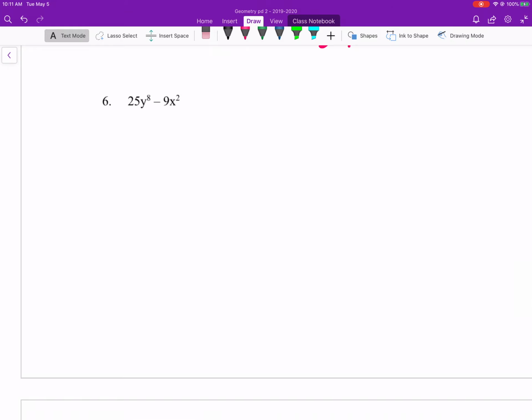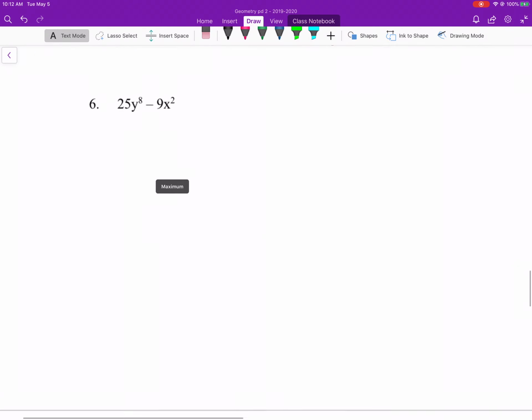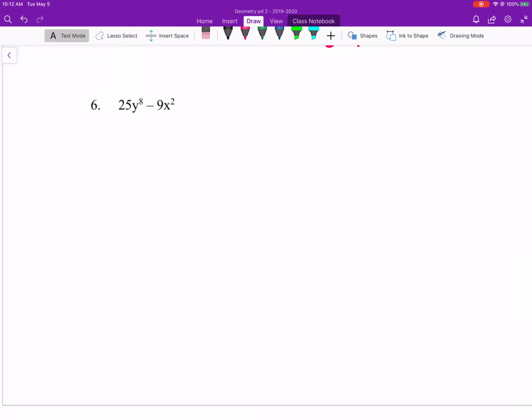Okay. Next. This is DOTS. Okay, why? Because these are perfect squares. 25, right? 25 is a perfect square. Y to the 8th is a perfect square. 9 is a perfect square, and x squared is a perfect square. Alright, we're dealing with nothing but perfect squares, and it's the difference, so subtraction, right? Difference means subtraction. Alright, so you have to make sure that there's subtraction in the middle of the two terms. So if this was a plus sign, you cannot use DOTS. Alright, it has to be subtraction.